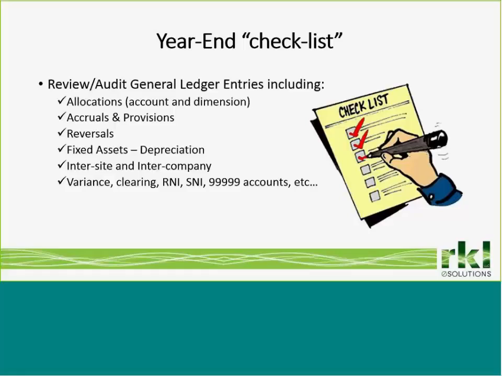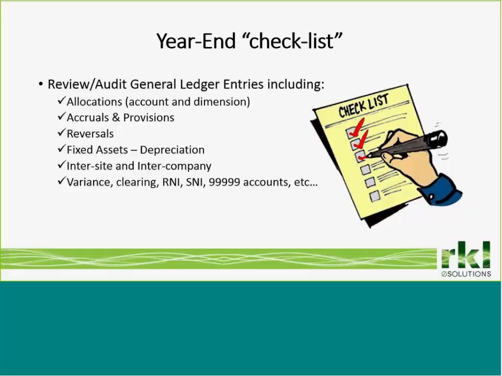Part of your year-end checklist is looking at your journal entries. Make sure that you run any allocations. For those of you who are using the allocation feature in X3, either for accounts or dimensions, make sure that you ran those. Make sure that you enter your accruals or provisions for the year. That's important for those of you who do the accruals, so as soon as you can get that entered for December, that would be great. Also make sure that you run any reversals.